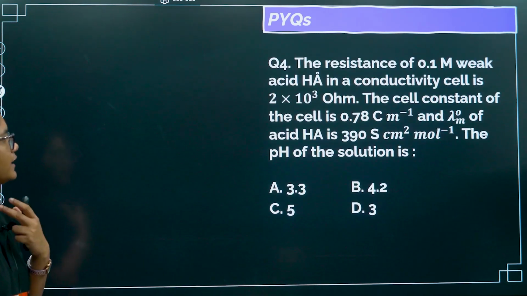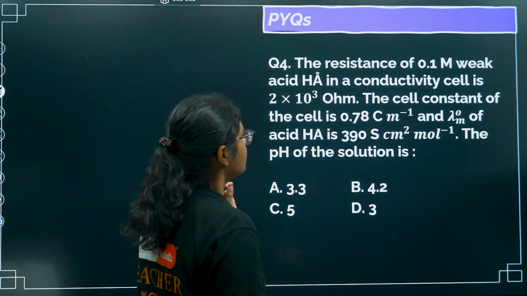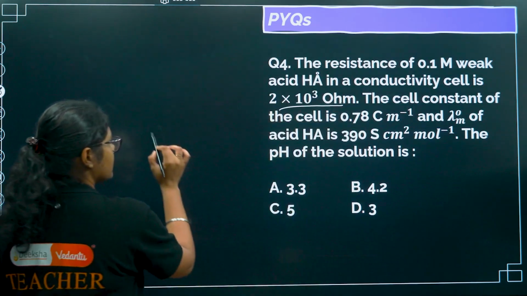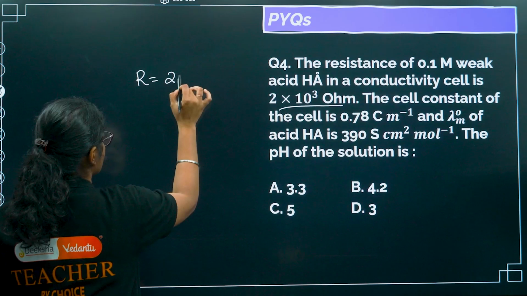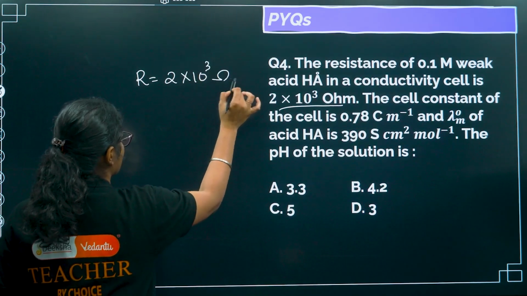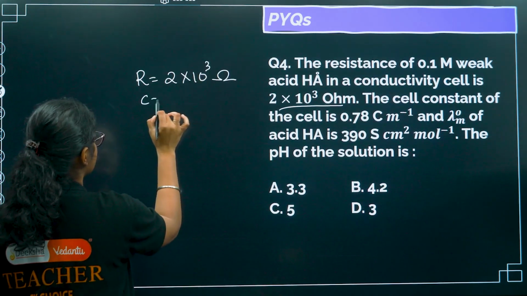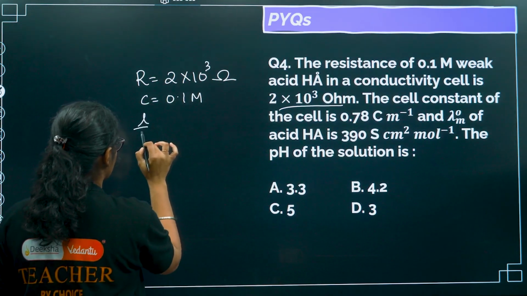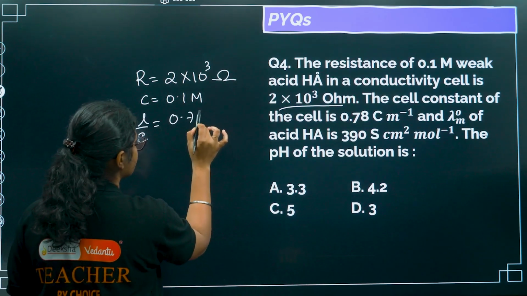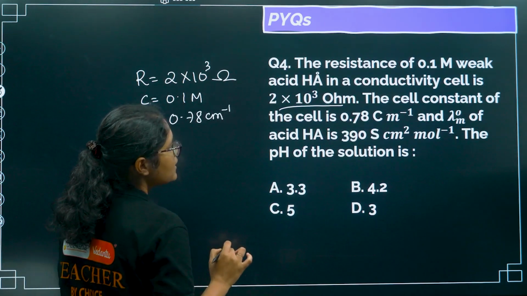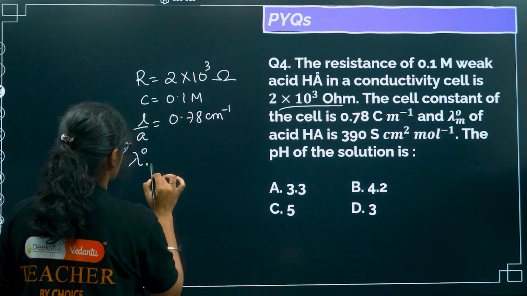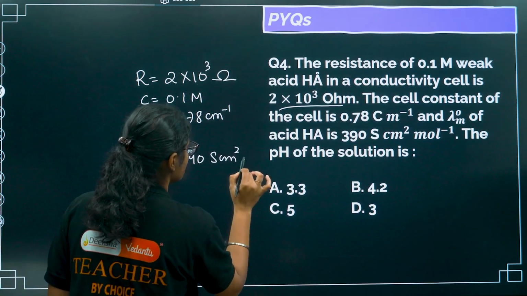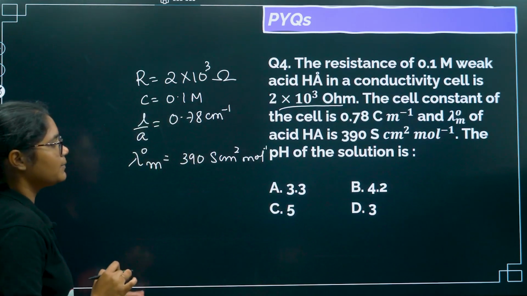Now coming to the next question. The resistance of 0.1 molar weak acid HA in a conductivity cell is given to us. Let us first write down this data. Resistance is 2 into 10 to the power of 3 ohm, and concentration is 0.1 molar. The cell constant is also given, that is L by A. Cell constant is 0.78 centimeter inverse, and lambda naught m is given as 390 S centimeter square mole inverse. You need to calculate the pH of the solution.